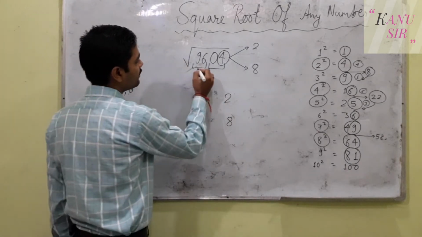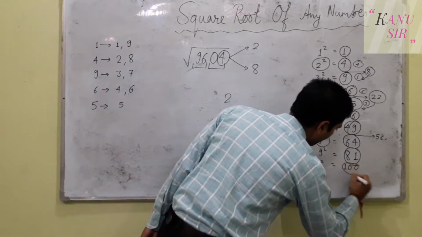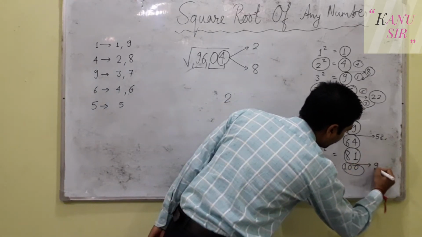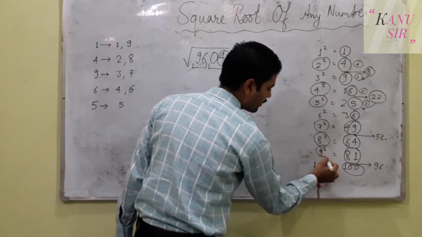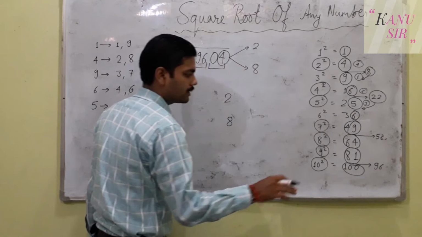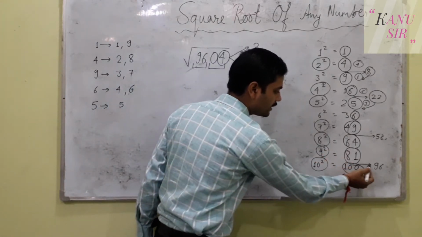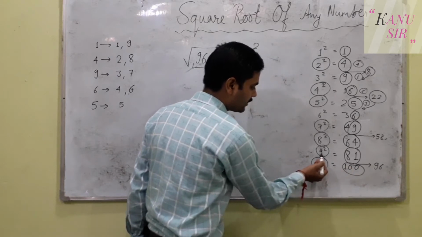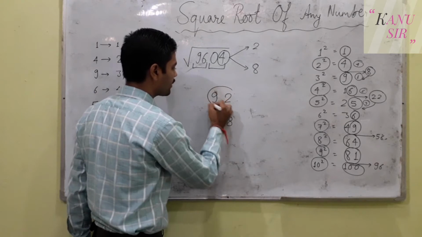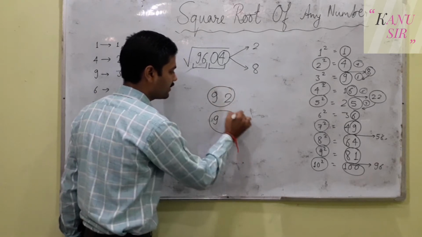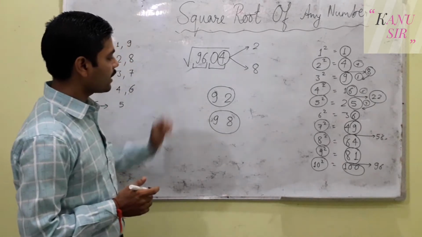And the answer will be decided by 96 now. Where is 96 here? 96 is in the middle of 81 and 100. It means either the answer is 9 or 10. But I have already told you, if we come to know the digits, then we have to take the smaller digit here, that is 9. Now either the answer is 92 or the answer is 98. Now how to check whether the answer is 92 or 98?